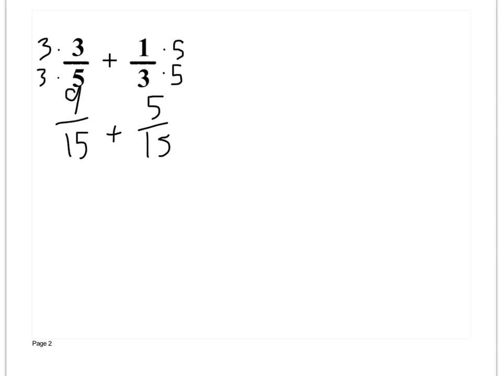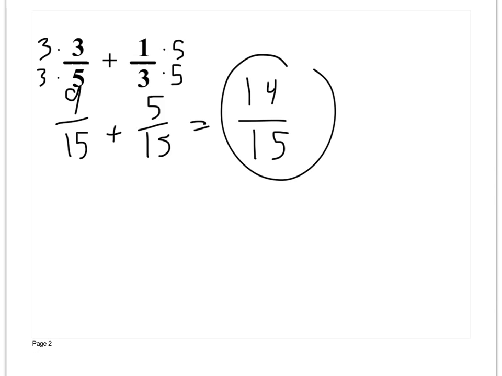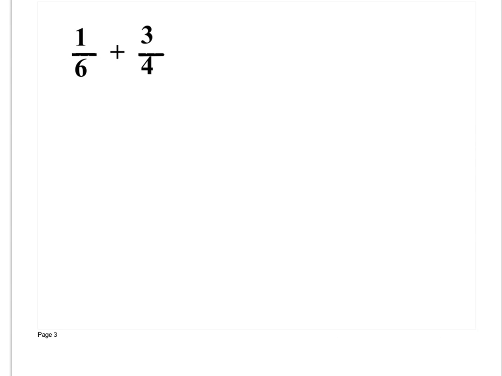And then I add those. These are like fractions. I know how to add like fractions. My denominator doesn't change, and I add the numbers on top. What is 9 plus 5? 14. Does this reduce? No. 15 is the least common denominator, so it couldn't reduce anyway. Alright, we'll write this problem down.